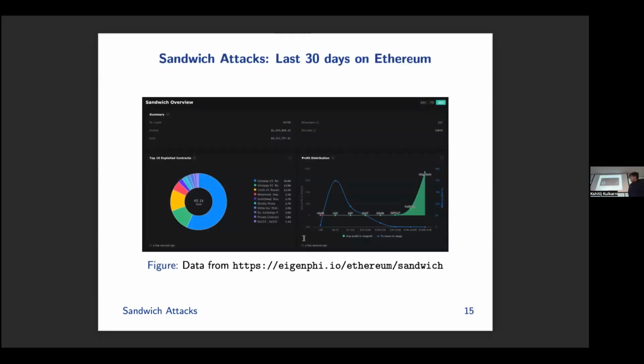And so again, why is this interesting? Well, because sandwich attacks happen. They happen on Ethereum. You can kind of see here, in this little line, that in the last 30 days, about $1.5 million in profit was extracted on some exchanges in Ethereum. So they happen with relative frequency, and so it's interesting to understand what's going on.